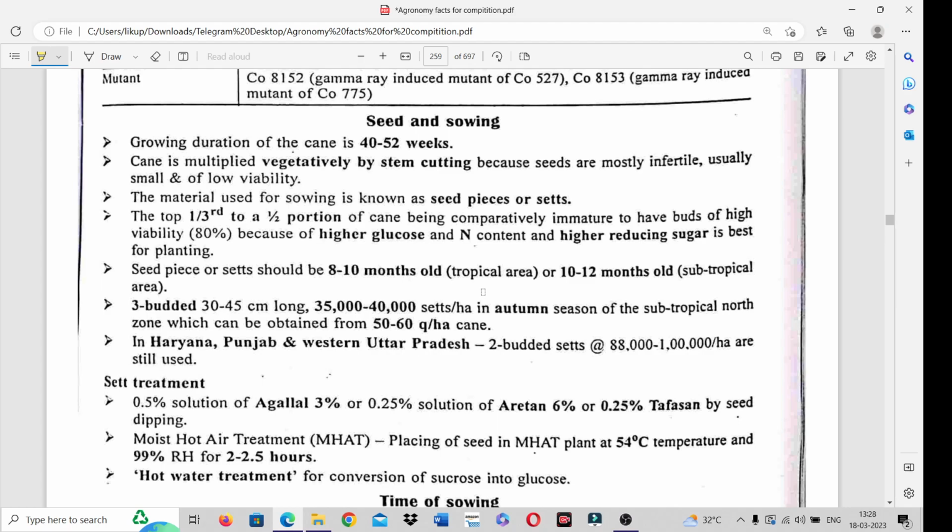Cane is multiplied vegetatively by stem cuttings because seeds are mostly infertile, usually small and of low viability. The material used for sowing is known as seed pieces or seeds.